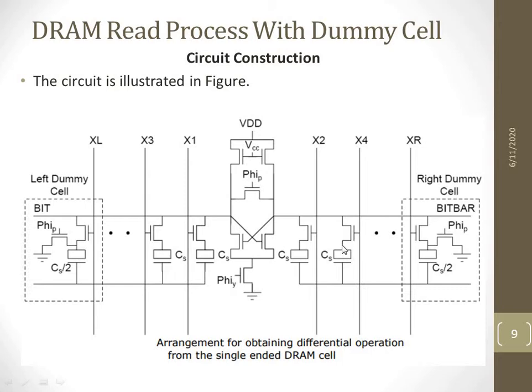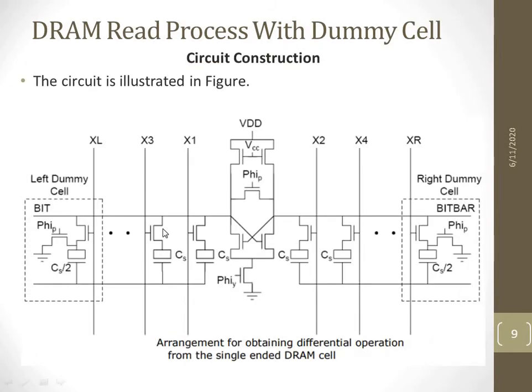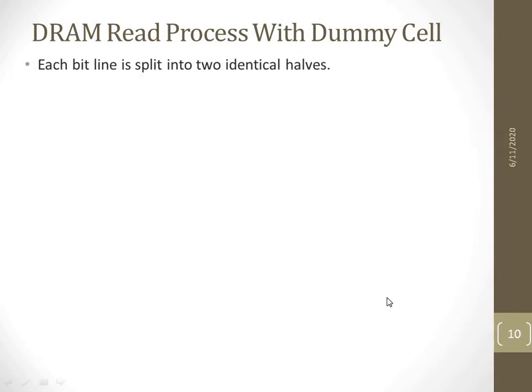So for single-ended to differential operation, for a single-ended DRAM cell we want a reference, which is made by such circuitry, shown here. These are called dummy cells. Two identical halves you can see here; each bit line is an identical half.